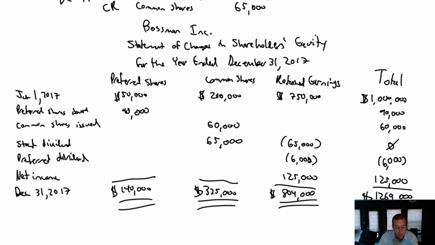We could also then move on and prepare the equity section of our balance sheet. We would list each account, preferred shares. We would list the number of shares issued, and in this case of preferred shares, we'd also list the amount of the dividend and whether it was cumulative or not. For common shares, again, we just list the number of shares issued, as well as the amount, of course. And for retained earnings, we would just list the amount. So that's how I would prepare the shareholders' equity section on the balance sheet were I asked to do so.